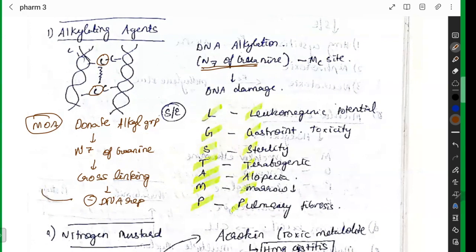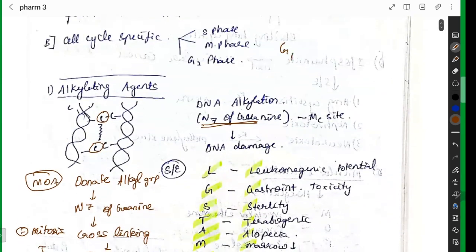Because of this, there is an inhibition of mitosis. Remember, first there is the G1 phase. After G1, you have synthesis of DNA, that is S phase. Then you have the G2 phase. Then M stands for mitosis. Your mitosis phase is affected, and the synthesis of DNA is also affected. Both areas are going to be affected.